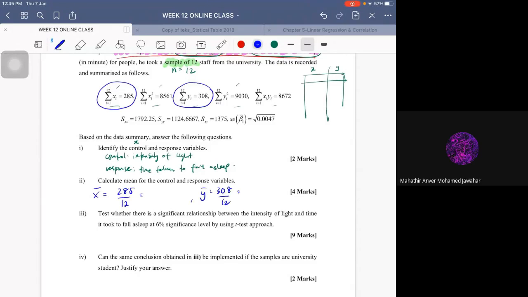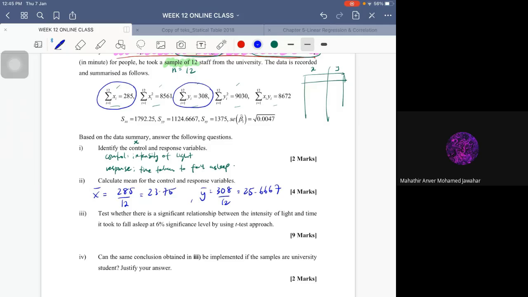What is going to be the value of x bar? 23.75. And y bar? 25.67. It is exactly, sorry, 0.6667. Okay, so it's going to be 25.6667.